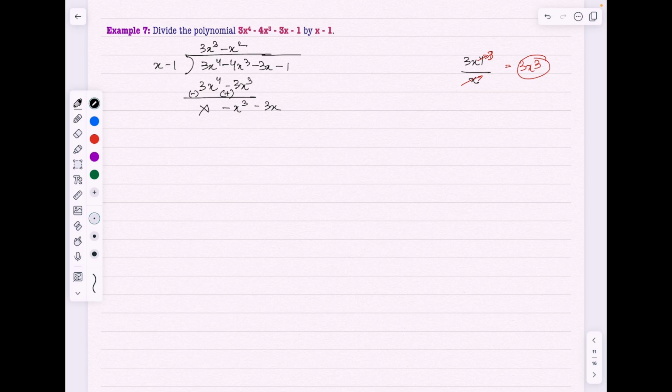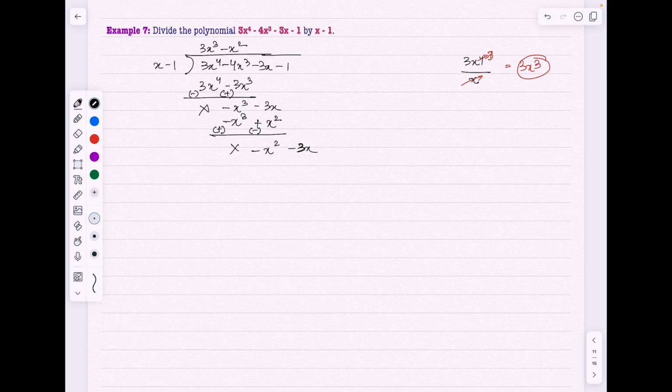So if you multiply minus x square with x, you are getting what? Minus x cube. Then minus x square into minus 1 is plus x square. So you subtract: this is plus, this is minus. So minus x cube plus x cube is 0. Minus 3x and minus x square. So this gives us minus x square minus 3x. Getting it?